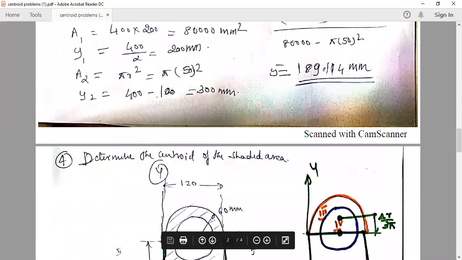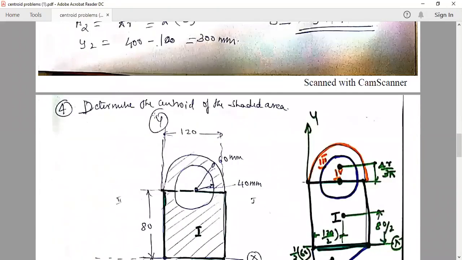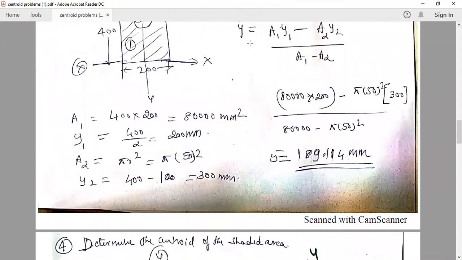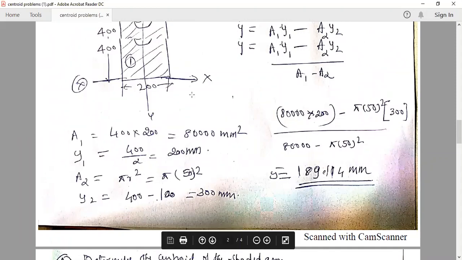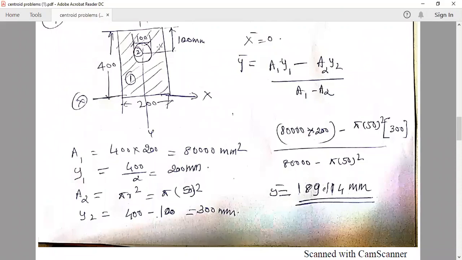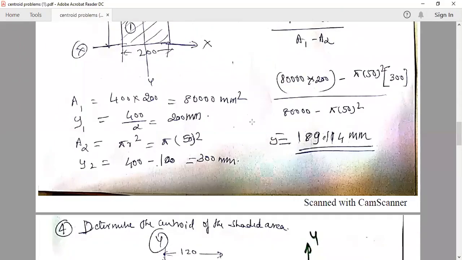This is the problem I have selected, and it depends upon which quadrant the particular area lies. If it is in the first quadrant, both x bar and y bar of that area will be positive. If it lies in the second quadrant, the sign convention will change accordingly. And for the area also, if it is shown as a void area, if it is not shaded, then the area becomes negative. That you should remember while working out problems.